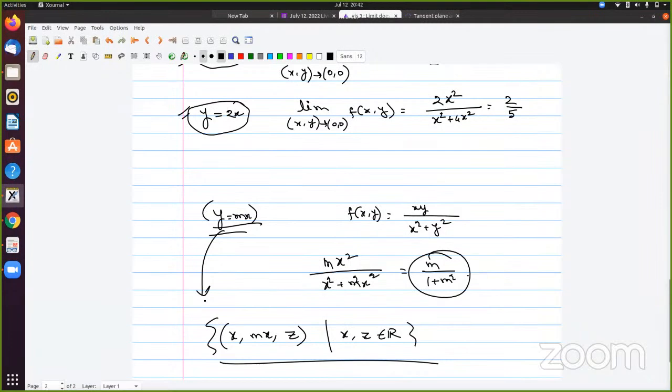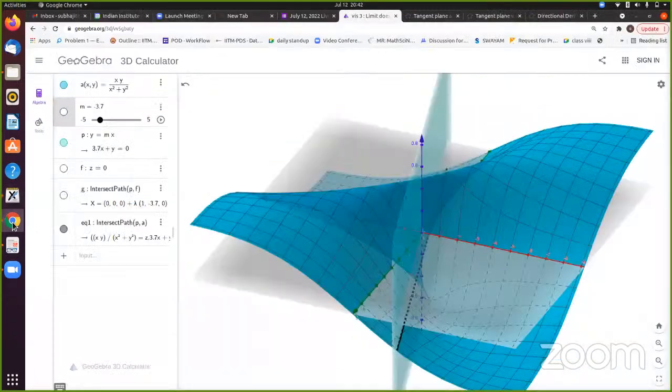Which one? No, we are just seeing the intersection. That's why it is becoming a straight line. A plane which is cutting f(x, y), we are seeing where the points are where it is cutting, basically. Okay? Yes. Okay, fine.